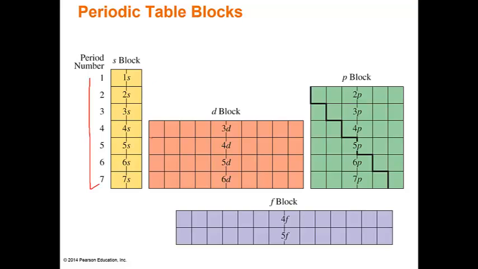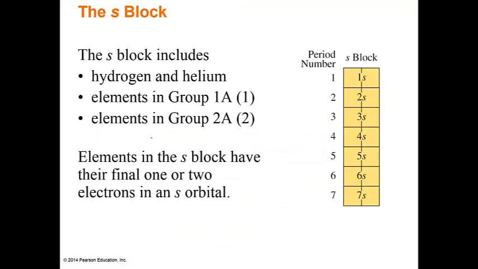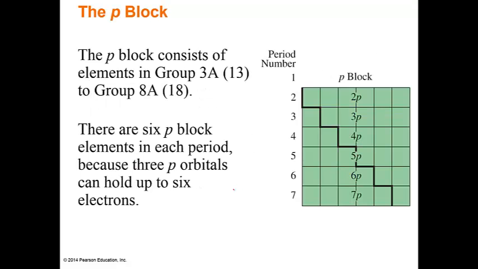And you got to think, well, why would that make sense? Well, we talked about it earlier today, the elements that fall into those categories are pretty active chemically. There's a lot of energy. And they like to combine easily, and that makes sense when we talk about electron configuration and valence electrons. So the S blocks include hydrogen and helium, elements in group 1A and group 2A. Elements in the S block have their final 1 or 2 electrons in the S orbital. All right, we hit that pretty hard today.